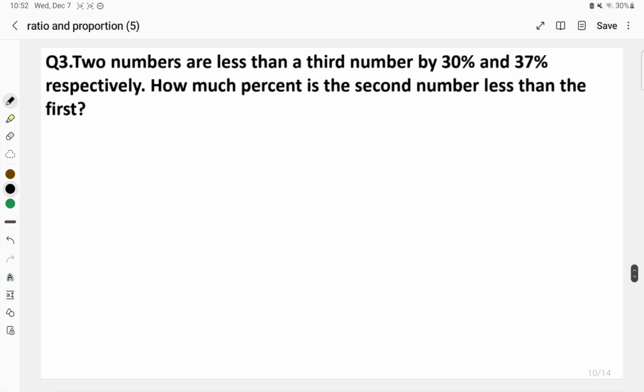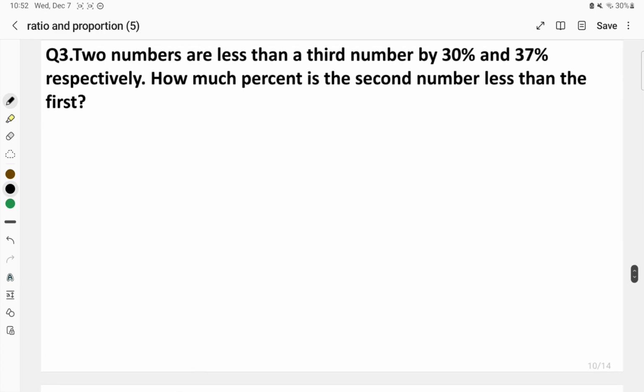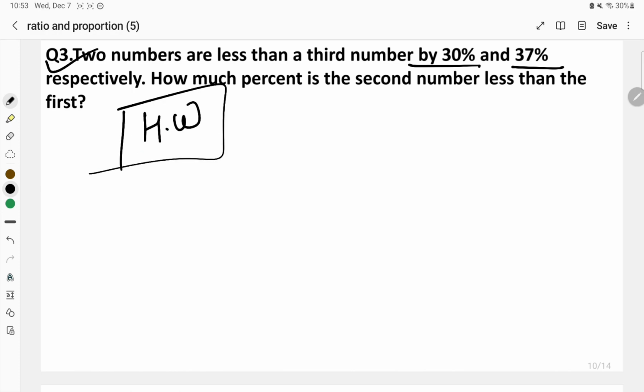Next question. Two numbers are less than a third by 30% and 37% respectively. How much percent is the second number less than the first number? Now this is the question that I give you as homework. Try to solve this. This is a simple question. If you are not able to solve it, I'll take it. But you at least try to solve what is given over here.